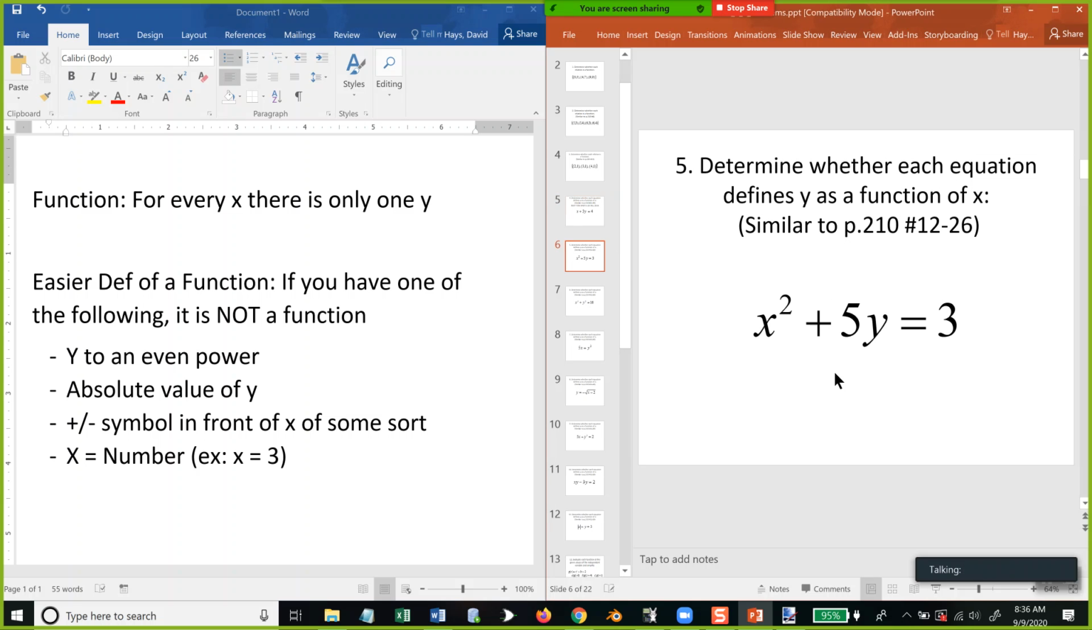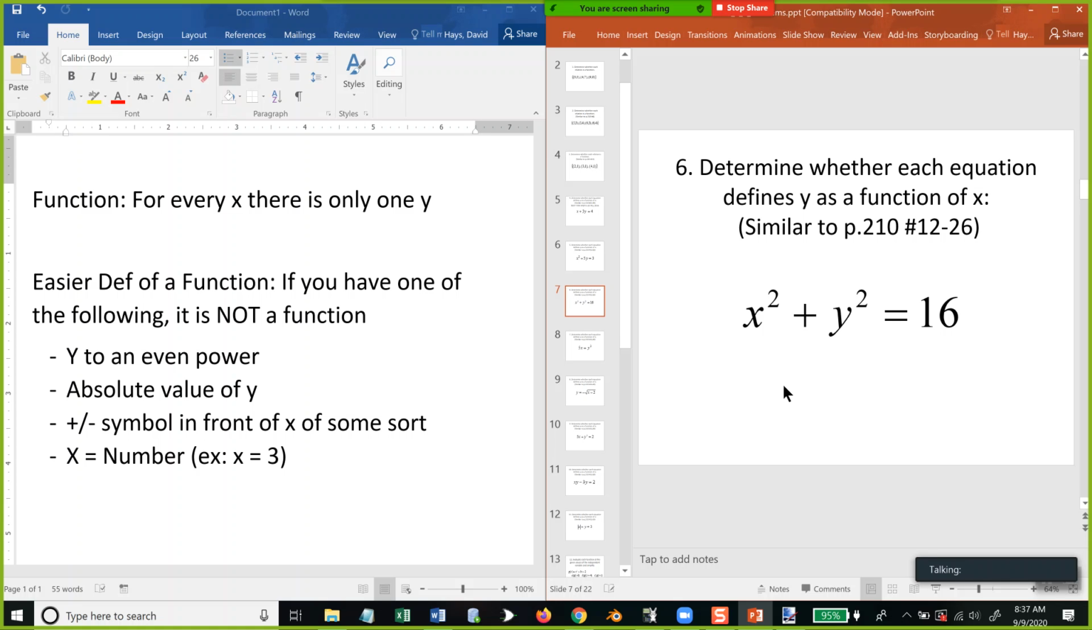Now here, same question. We're wondering if it's a function. We have x to an even power, but that's okay. We just can't have y to an even power. We have y to the first, that's okay. So there's nothing bad here. So the answer here is yes, it's a function.